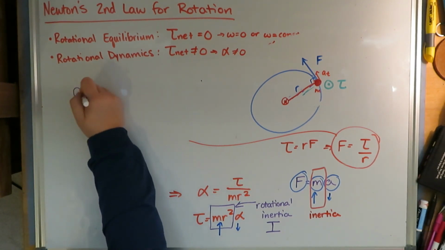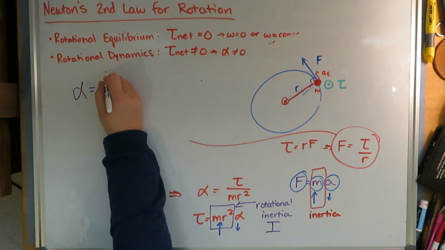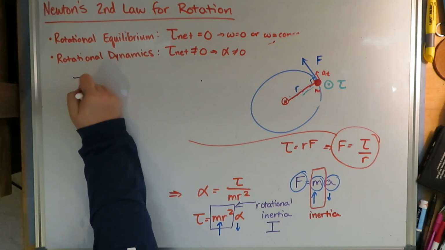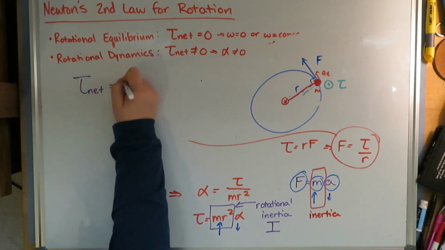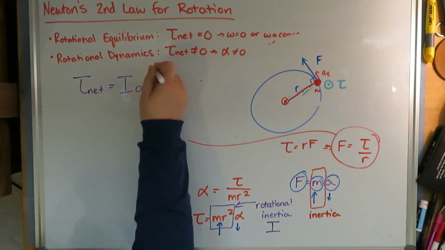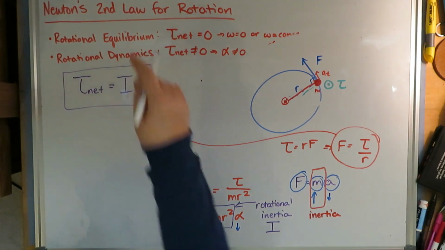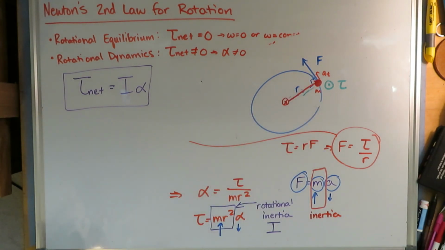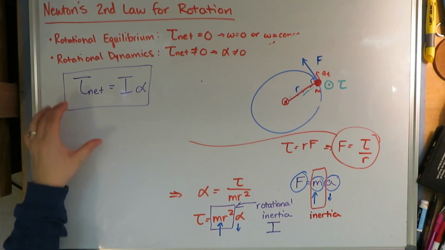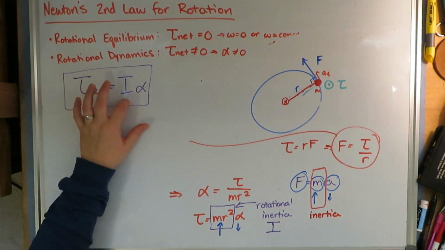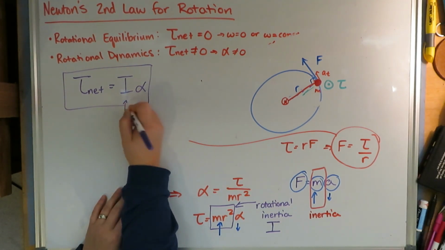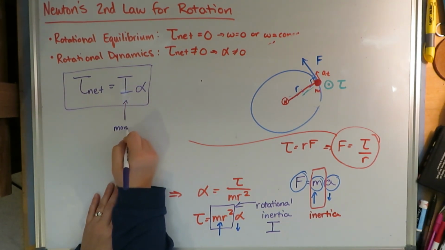So I can write Newton's second law for rotation as, let's do the torque version: my net torque is equal to I times alpha. In this case, this was just the torque due essentially to force F because there was only one force, but there could be multiple forces causing multiple torques. So my net torque is equal to I times alpha, where I is my rotational inertia. This is also called the moment of inertia.